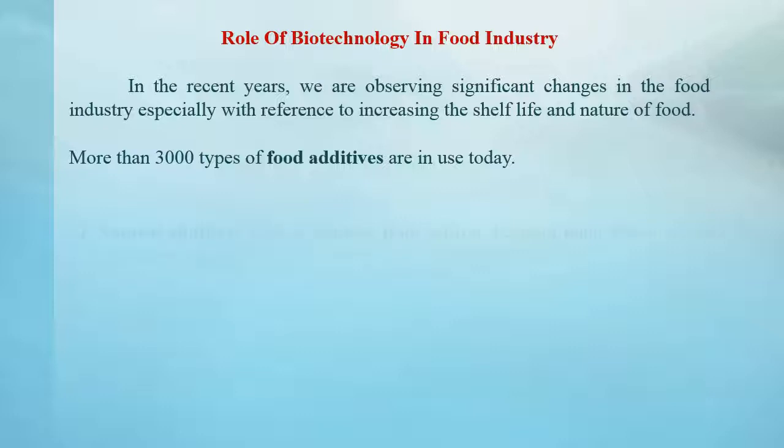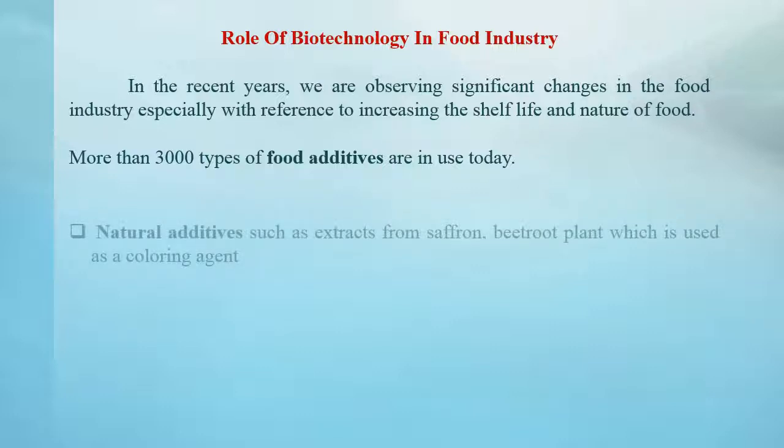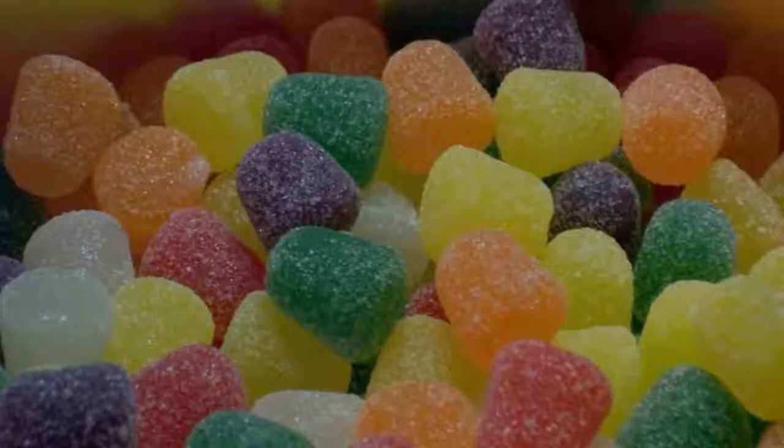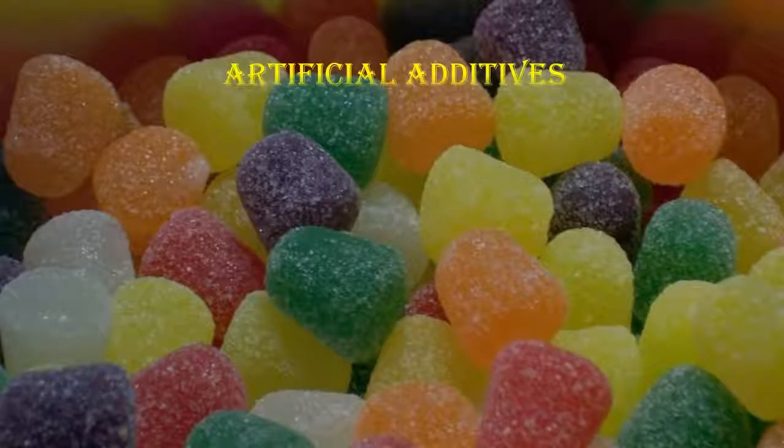Natural additives, such as extracts from saffron and the beetroot plant, which are used as a coloring agent. Man-made additives, which are synthetic copies of naturally occurring substances like saccharin. Artificial additives, which are produced synthetically and not found in nature.